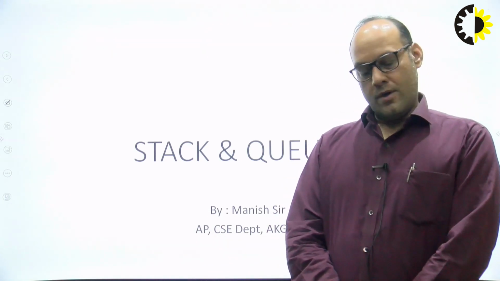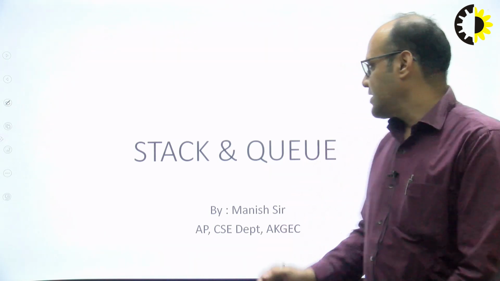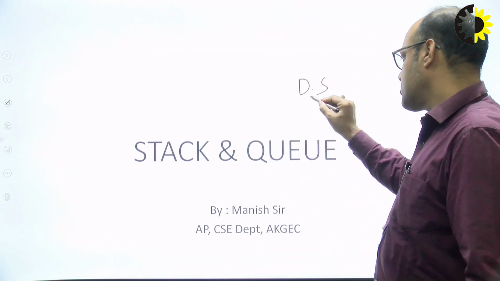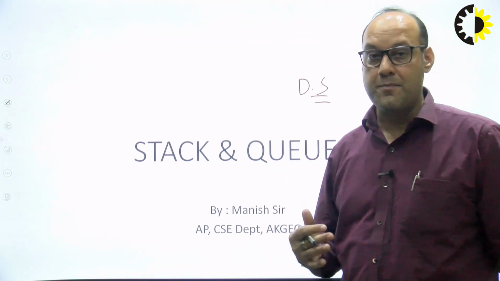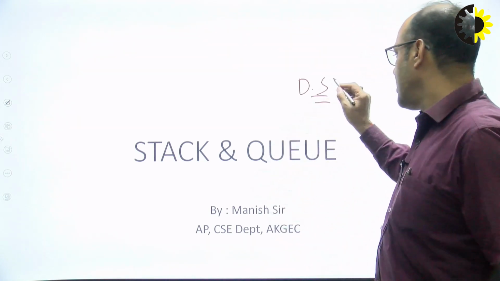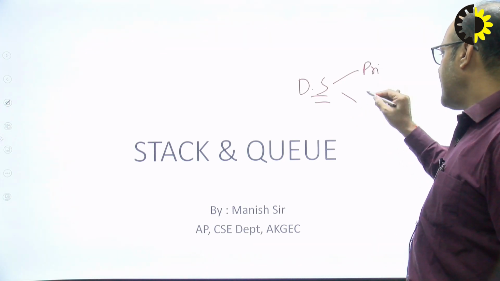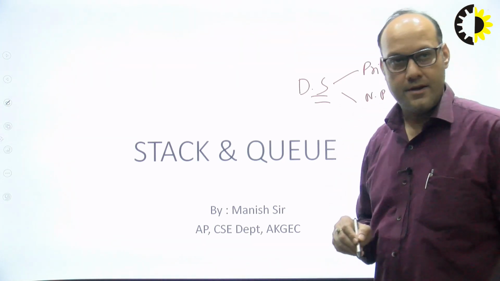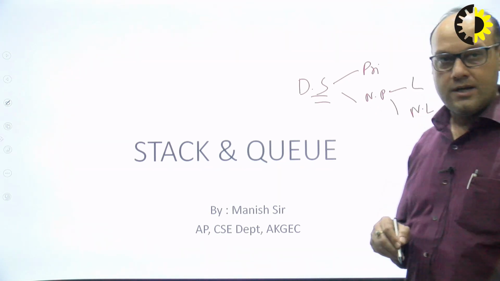Previously we have defined what a data structure is. Data structure is defined as a mathematical and logical representation of information. We have divided data structures into two types, primitive and non-primitive. Primitive is further divided into linear and non-linear data structures.